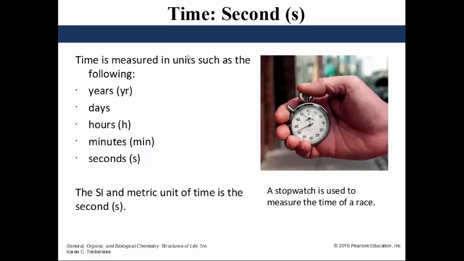Alright, next we'll talk about time. The unit of measurement for both the SI system and the metric system is the second. And then from there you can get larger and larger, but the base unit that you use is a second. So you can go anywhere from years to days to hours to minutes, seconds. So 60 seconds is 1 minute. 3,600 seconds is 1 hour, and so on.